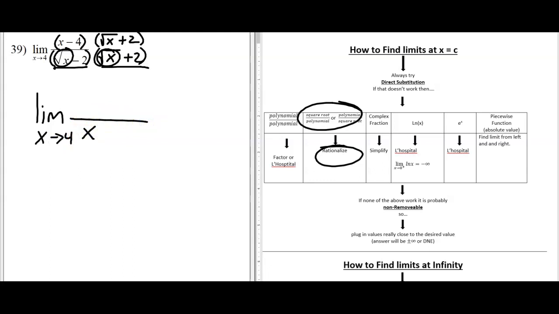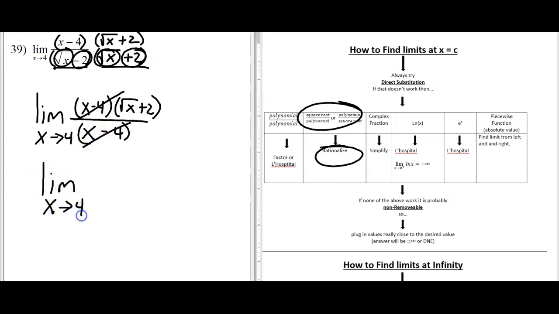And the square root of x times the square root of x is just x. And then you multiply your last two terms together. Negative 2 times positive 2 is negative 4. Now the top I'm going to leave as is, but the bottom is simplified. At that point, you should be able to remove your discontinuity. And then from there, you should be able to do some direct substitution. And we get 4. Okay?